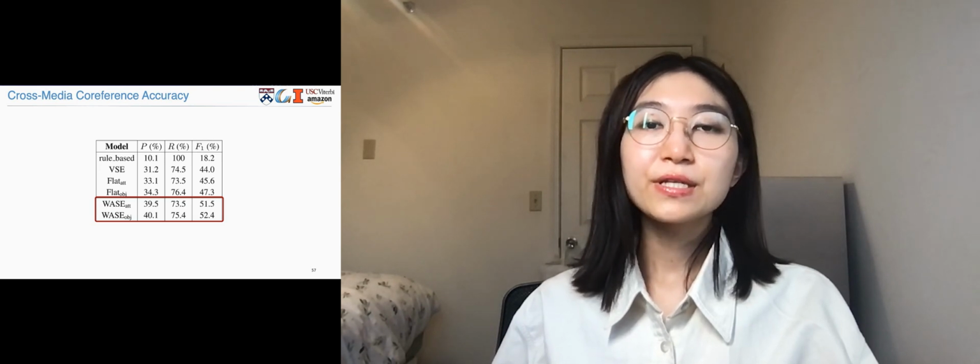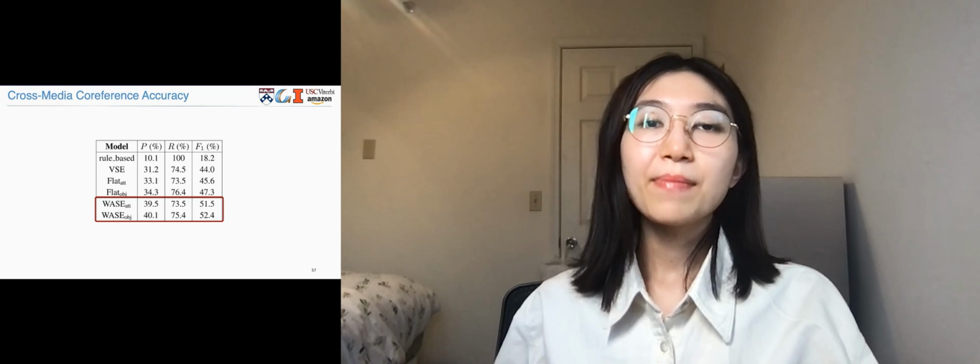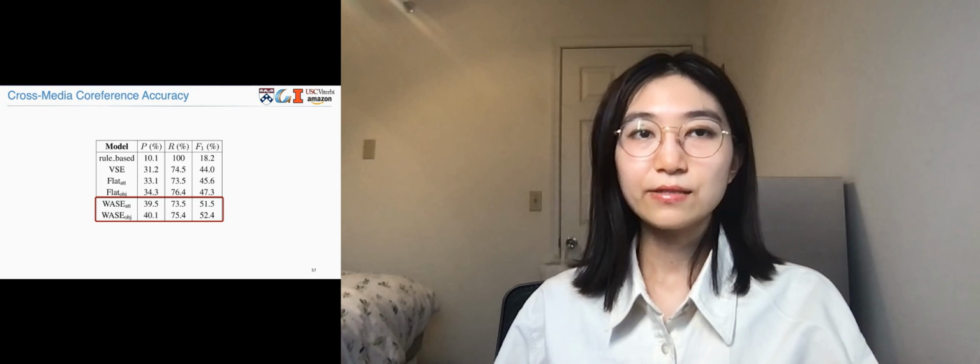Cross-media event coreference is also improved by the structured common space, since our alignment method considers the semantic structures of both modalities.